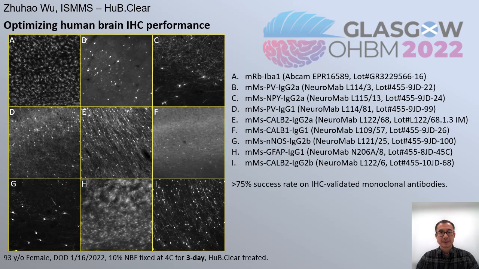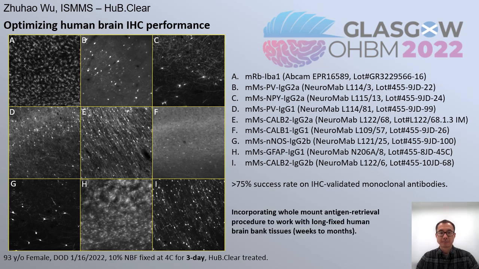Here are some of the recent results where we screened cell type markers on human brain samples. Along this process, we are also optimizing the human brain IHC performance to see what will be the optimal result for each given marker. As you can see here, I'm using relatively short-fixed human brain samples. What I have seen over a battery of different markers is that human brain samples fixed for 3 days at 4 degrees generally give me the best performance.